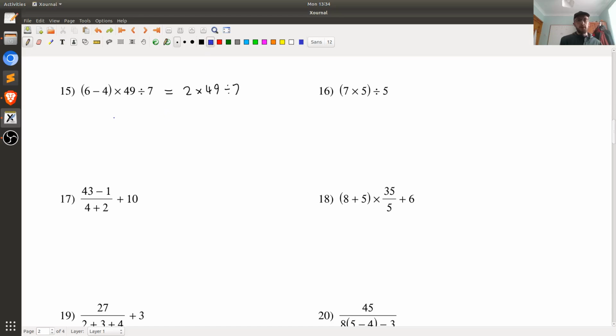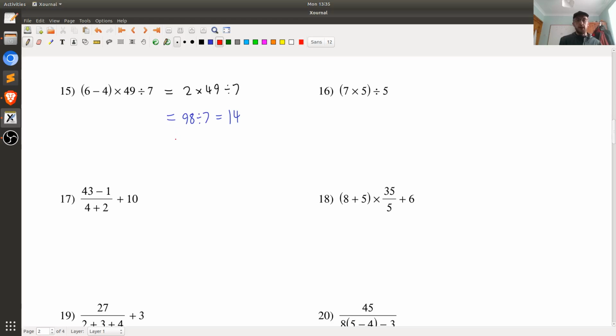So here's what would happen if I did the multiplication first. 2 times 49, that's 98. And what's 98 divided by 7? Well, the answer is 14.